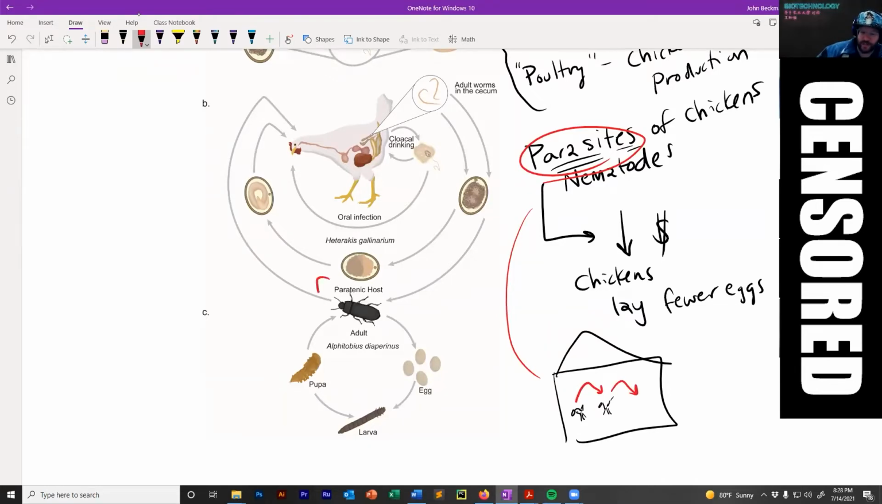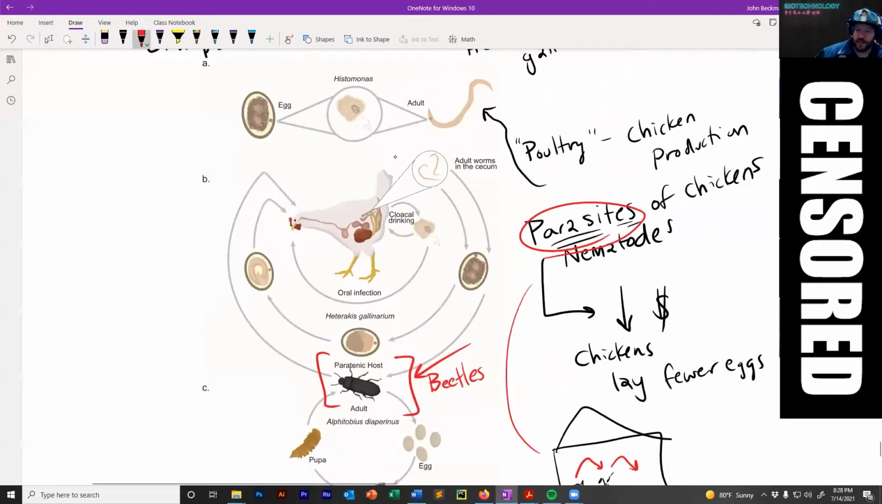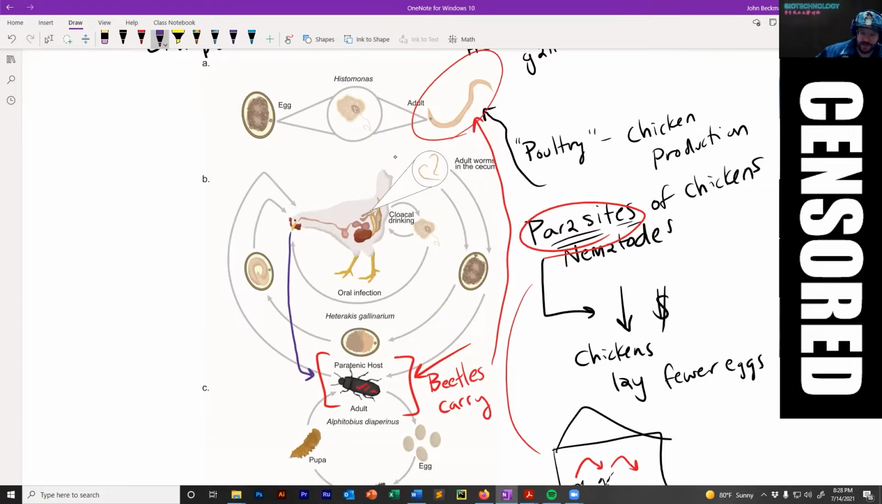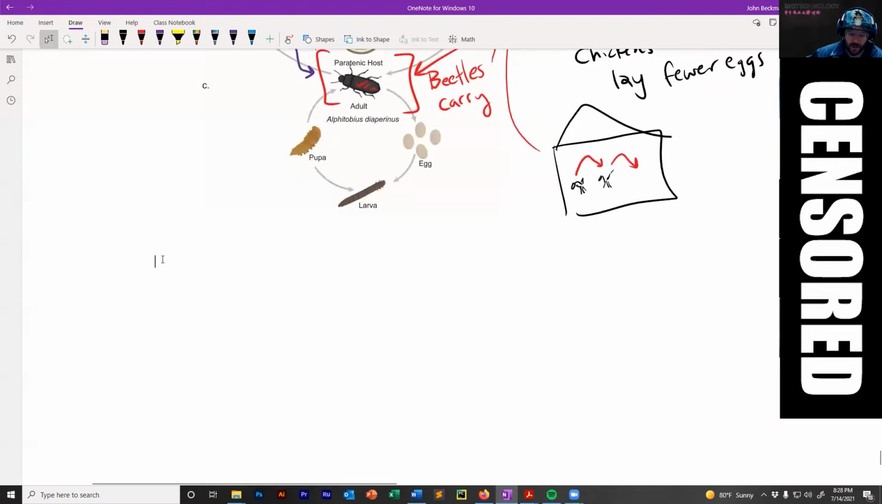And one hypothesis is that there are beetles which carry the worms. So inside the beetles are the nematodes, okay? And when the chicken eats the beetle, it goes into the chicken, it gets in the gut, and then the worms get into the gut of the chicken. Okay, so hypothesis. Beetles spread chicken parasites. That's a hypothesis.